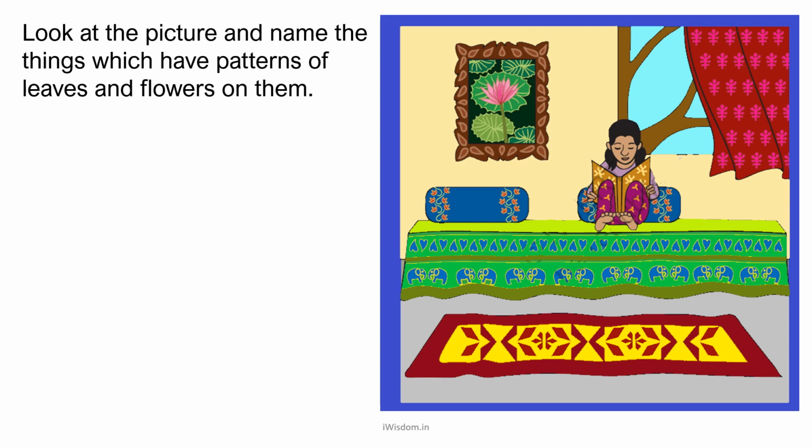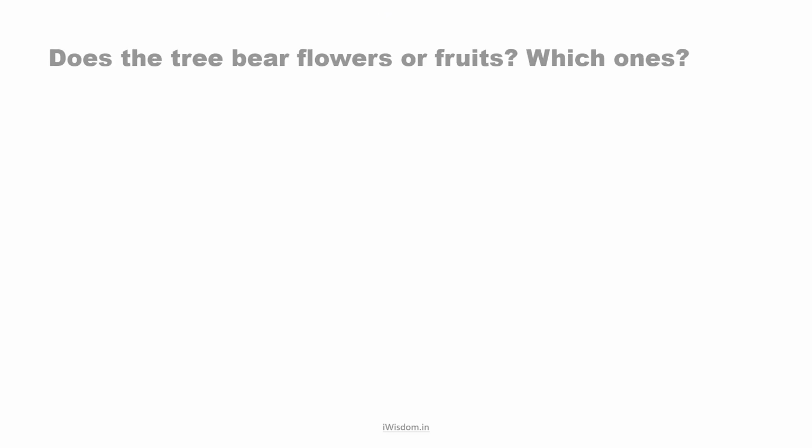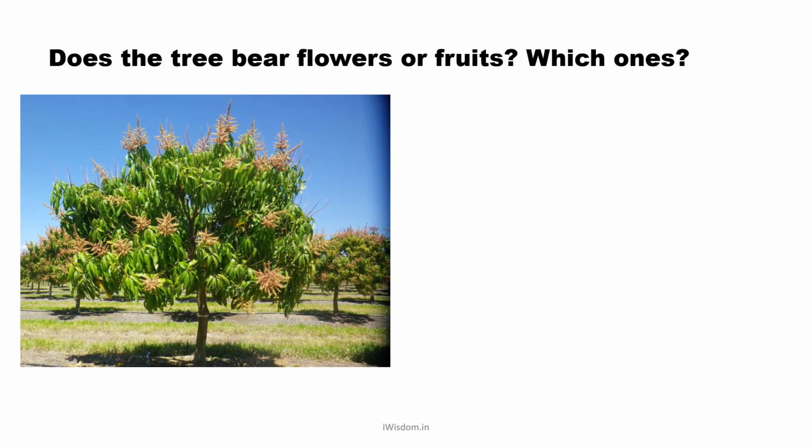You have developed keen eyes, good observation. Let's move to the next activity. Find out if a tree bears flowers or fruits. Which one? Most of the trees bear flowers.